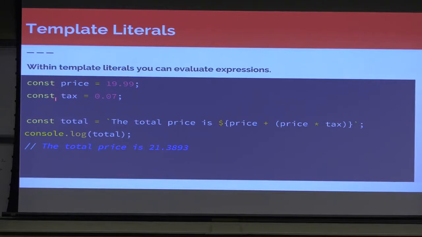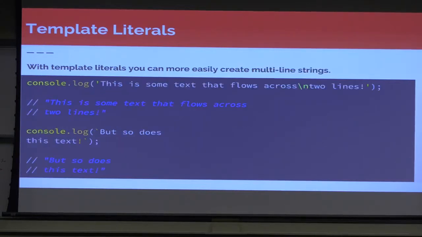We have a price, a tax, and then our total is equal to a string that says the total price is, and then we're actually evaluating this in our string. And it's going to evaluate that on the fly and tell us that our price is this. Now, obviously, you'd want to shorten that down to 2 digits. This is a quick example.